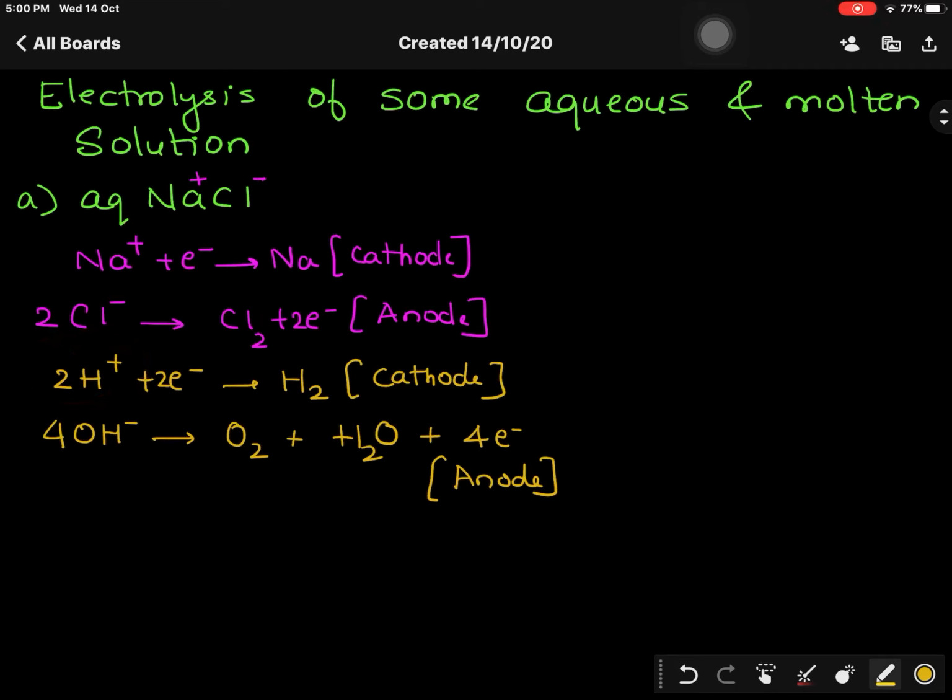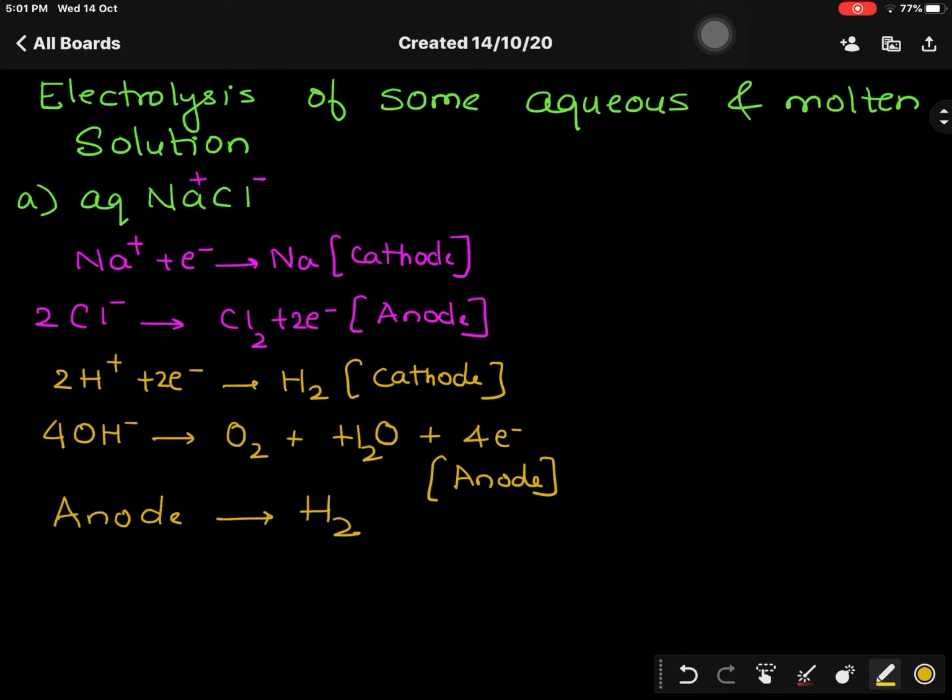So we know that potential of hydrogen H plus to accept electron is more. In fact, sodium is like metallic, so Na plus has already lost its electron. So gaining property for H will be more as per the EMF series, and that is why cathode product is going to be hydrogen gas. And now the anode product.